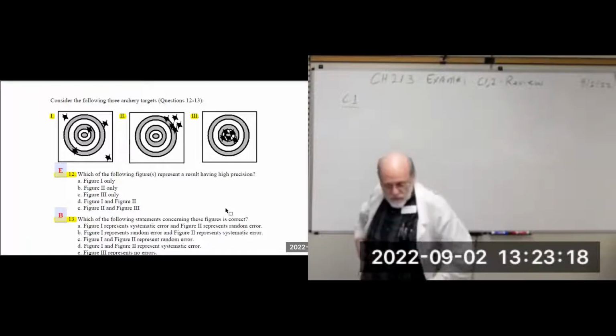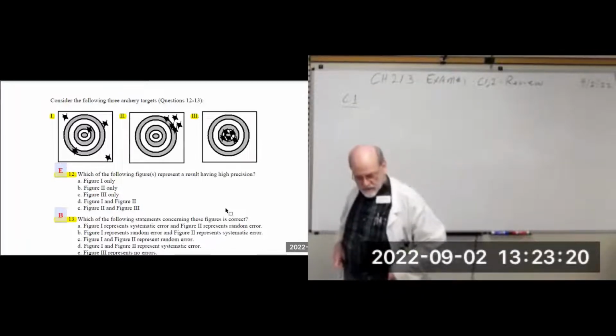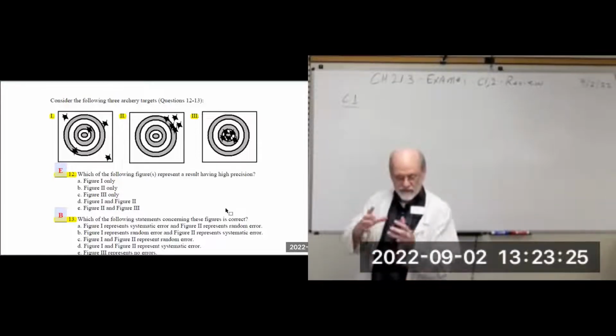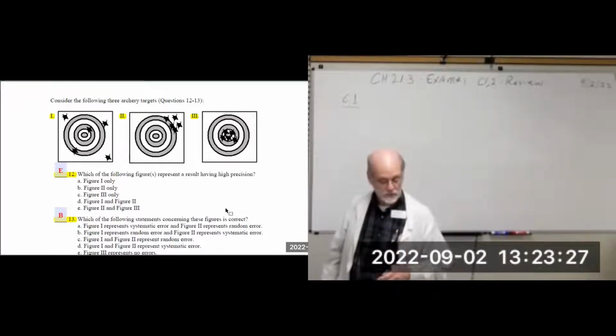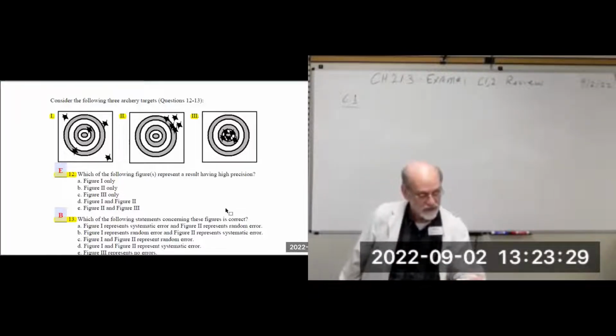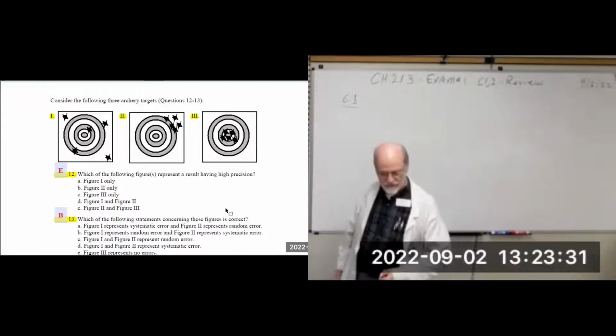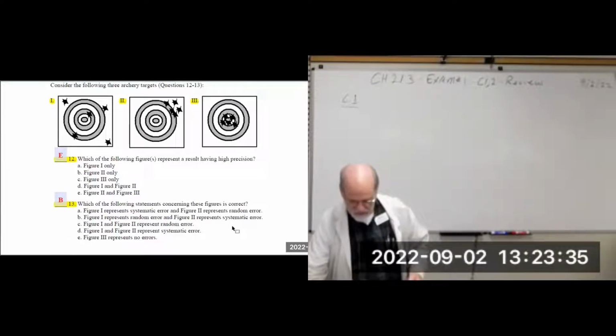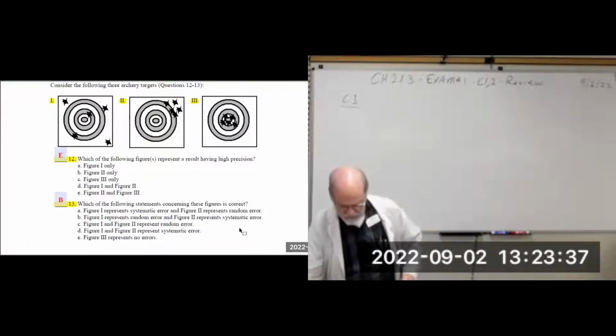So E, which of the following figures represents a result having high precision? That is good grouping. Both 2 and 3. Yeah, 2 and 3. So that's why E is the answer there. And then which of the following concerning these figures is correct?